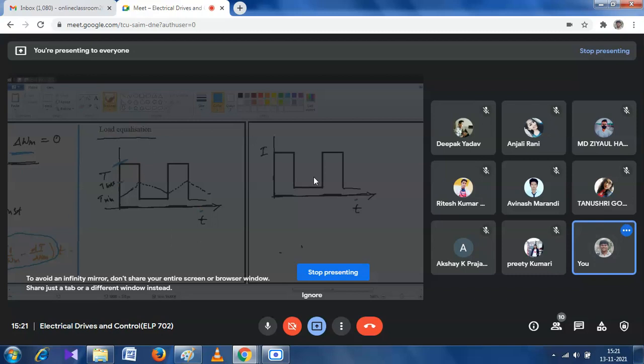Okay. What is load equalization? You tell me. Yes, sir. When we operate an electric hammer or a pressing machine, during such type of condition, torque will fluctuate. Obviously, current will also fluctuate. So such types of condition will not be desirable. Yes. So this will be overcome through something like a flywheel, so we can reduce the fluctuation. Good.